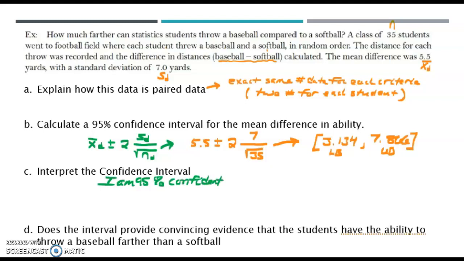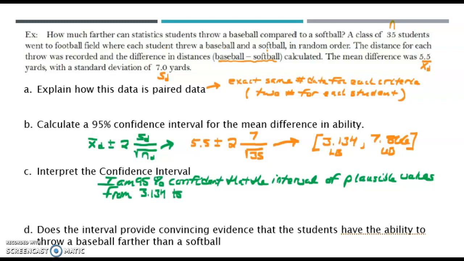Okay. The interval of plausible values, now we're going to throw in our interval. So from lower boundary 3.134 to 7.866, okay, contains, so I'm 95% sure that that interval contains what?